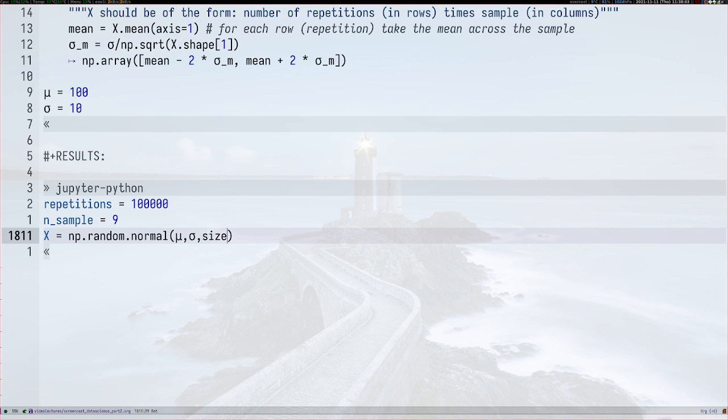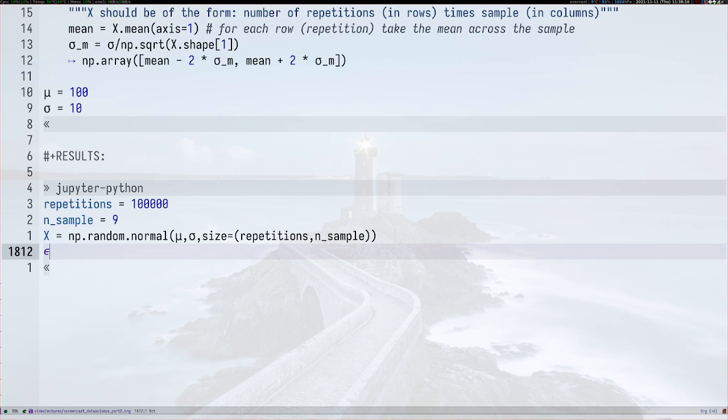And now the important part here is the size. The size is going to be equal to the number of rows, which is the number of repetitions, and the number of columns is going to be n sample. And now I can calculate intervals as interval, my function interval 95, which I call with data matrix X, and standard deviation sigma.